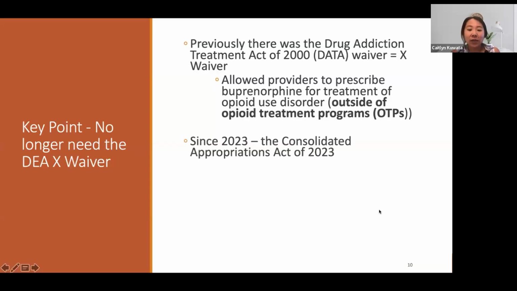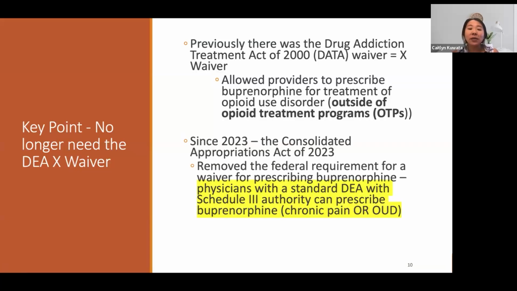However, in 2023, they had the Consolidated Appropriations Act. And this was groundbreaking because it really took away that special requirement for having a waiver to prescribe buprenorphine, which means at this point in time, if you are a physician with a standard DEA that can prescribe Schedule 3 medications, you can prescribe buprenorphine. Doesn't matter why you're prescribing, for pain or opioid use disorder. You can prescribe buprenorphine without anything special.